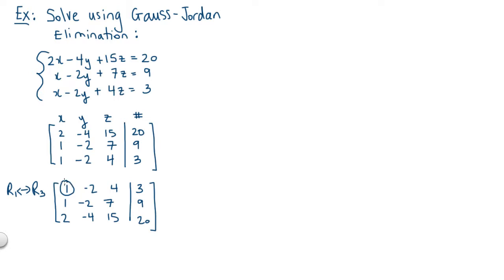Now next step will be to use this leading 1, or we can refer to it as a pivot, to get zeros in the rest of that column. So we're going to need to get rid of the 1 and the 2 here. Let's do row 2 minus row 1.